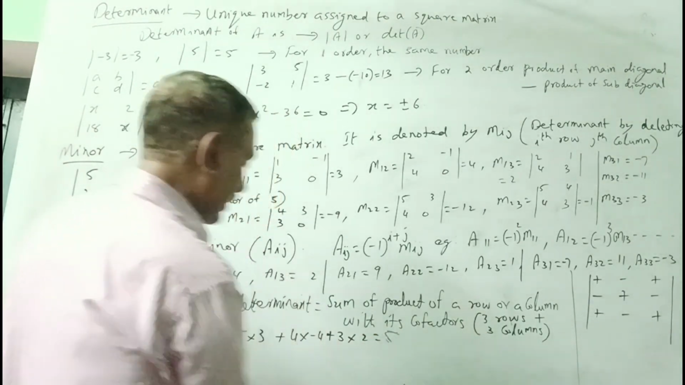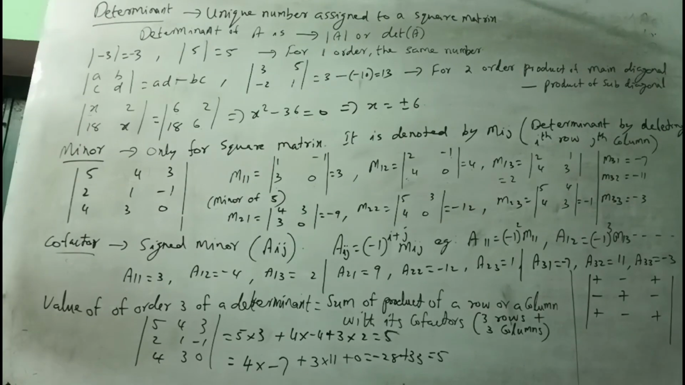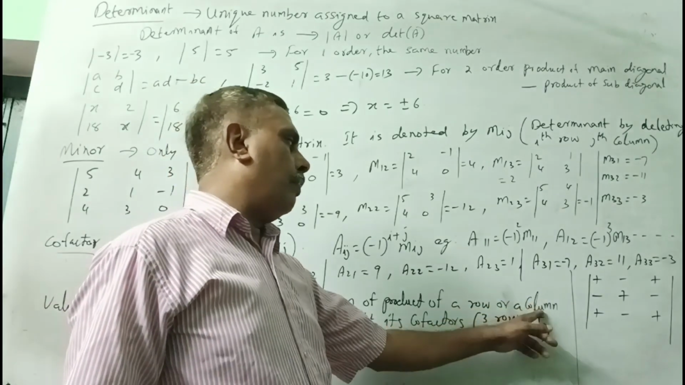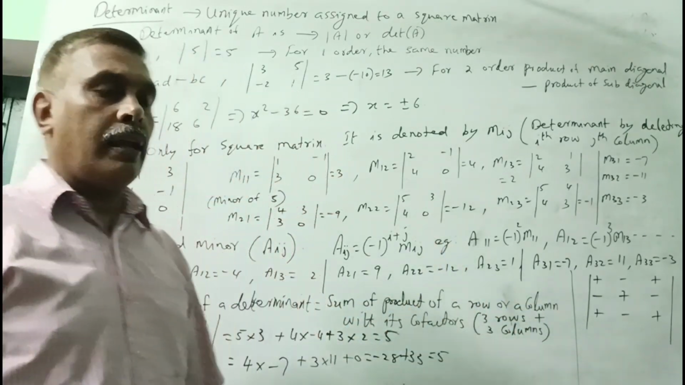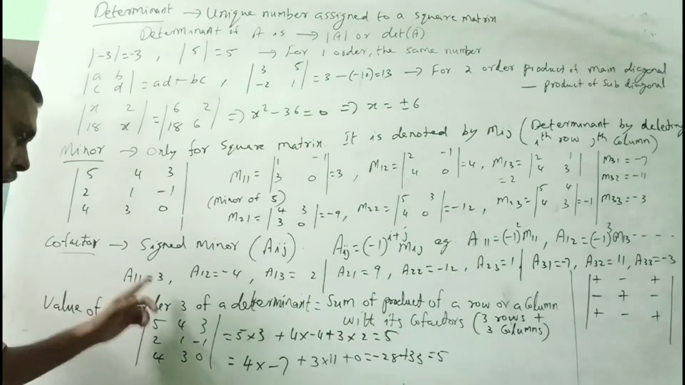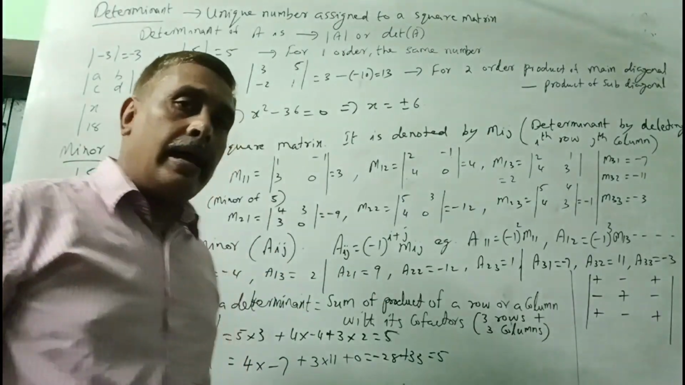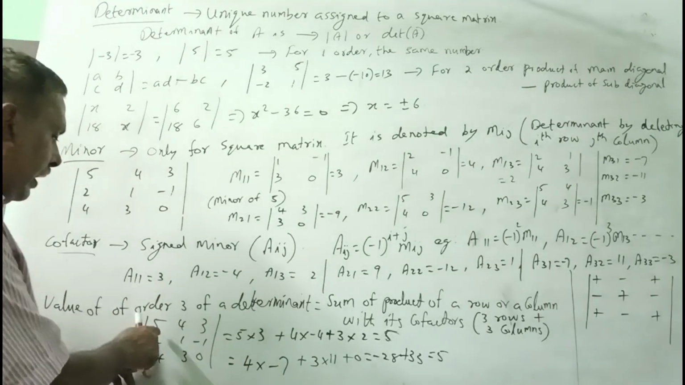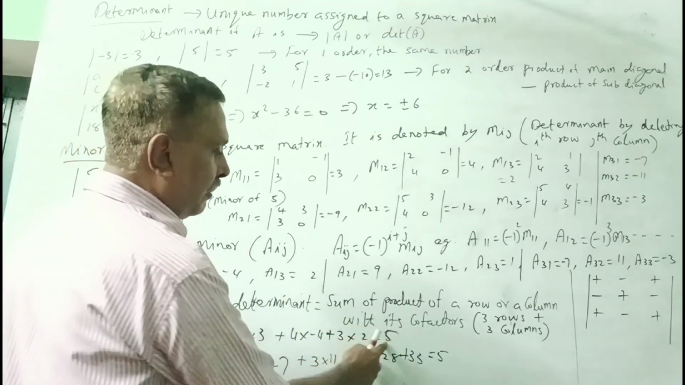So let us see what is coming back. So for order 3, the sum of the product of a row. There are 3 rows and 3 columns, so in total 6 ways you can find the value of this determinant. You take any one of the rows or a column, multiply it with the corresponding cofactors and take their sum. Here 2 examples I have shown. First is 5 into its cofactor plus 4 into its cofactor plus 3 into its cofactor. Total, simplified, we will get 5.